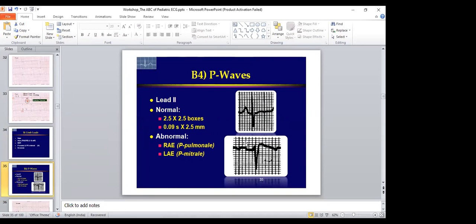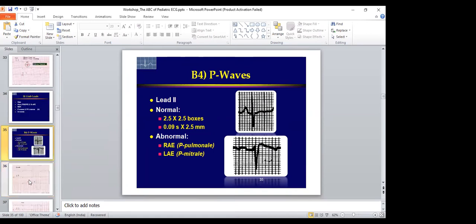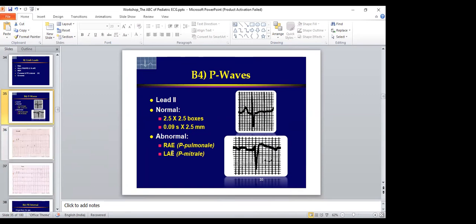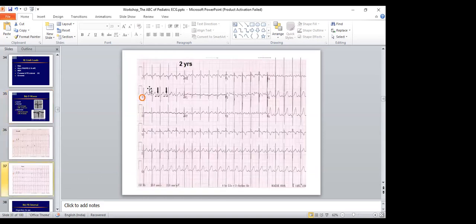If the length is more than 2.5 squares, then we call it P pulmonale, defined as right atrial enlargement or left atrial enlargement. In ECG, again, we have to check lead 2. Lead 1 and lead aVF are for the P axis and QRS axis, and lead 2 is for the PR interval and for P wave morphology.